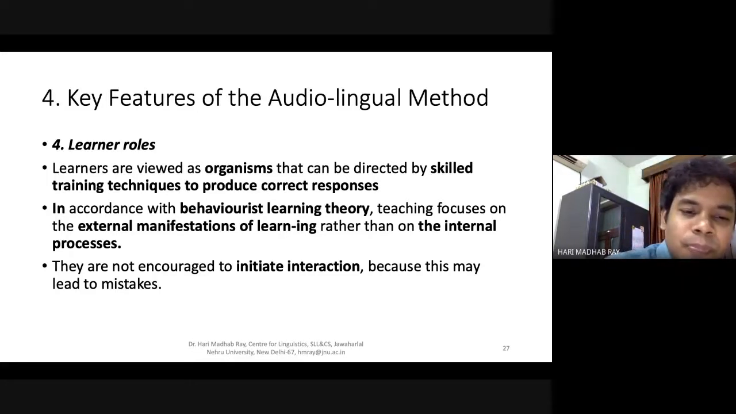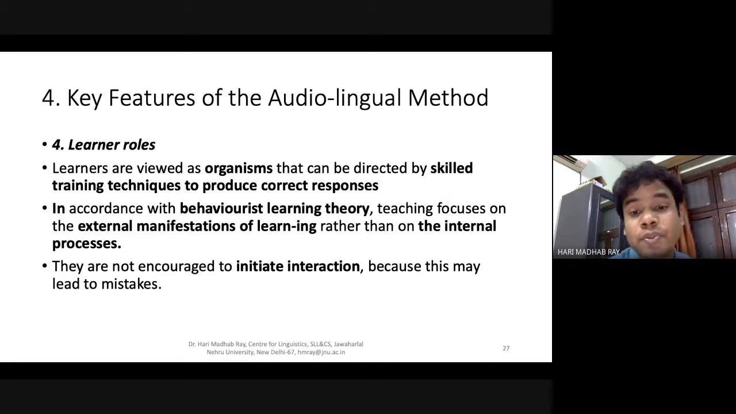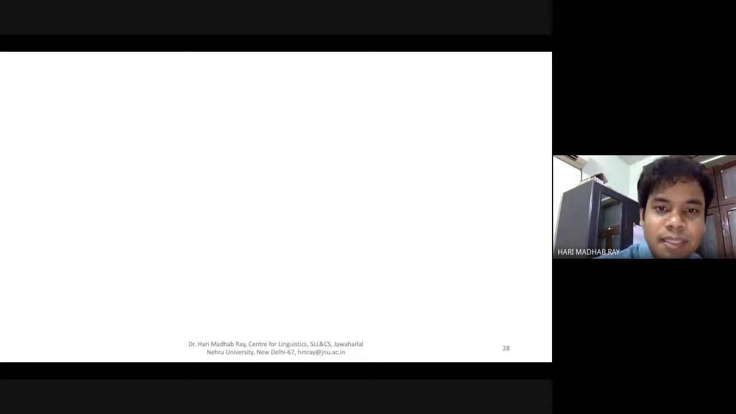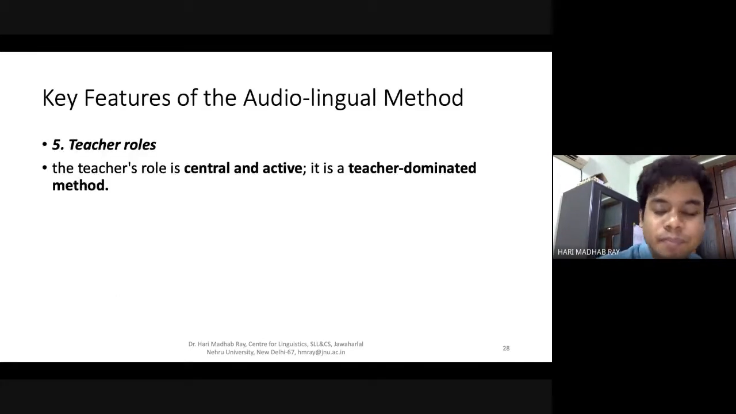So they are not encouraged to initiate interaction because this may lead to mistakes. And even the learners are not encouraged to initiate interaction without the teacher's guidance or presence. The reason is that if they interact, let's say, without the teacher's guidance, they may make mistakes. So that's the reason it is not encouraged to initiate interaction, you see, especially in this method.